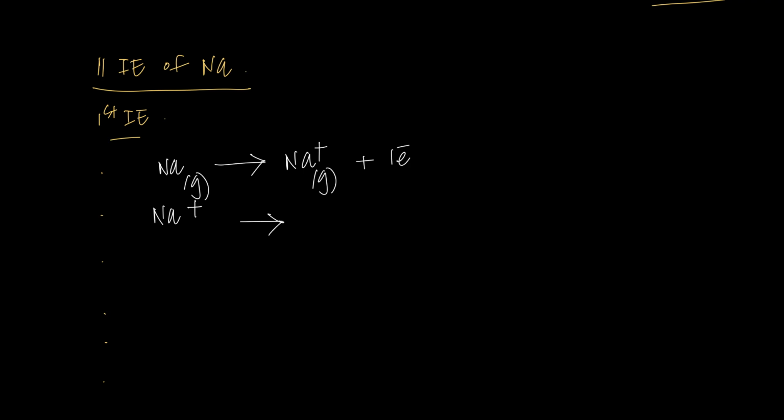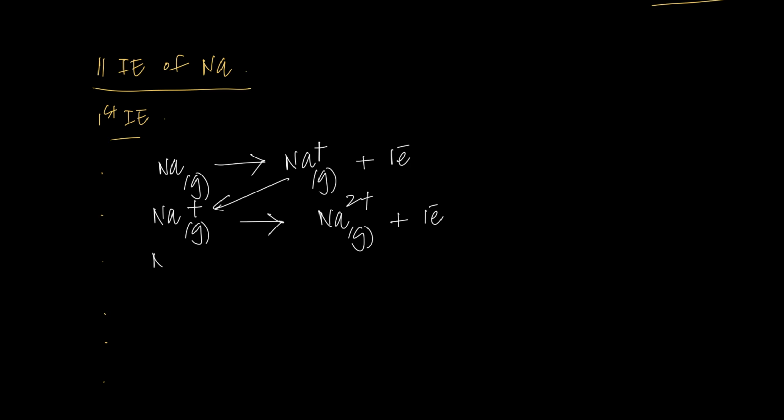If I were to remove the second electron, I would have to remove it from the 1 plus charged ion. So I take this right here. Remember, always write the state symbols, which is gas, gas, and that is the removal of the second electron. How do I define it? Well, it is the energy required to remove 1 mole of electrons from 1 mole of gaseous 1 plus ions to give you 1 mole of 2 plus ions.